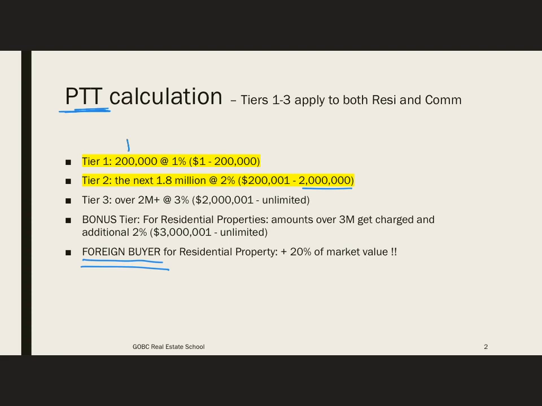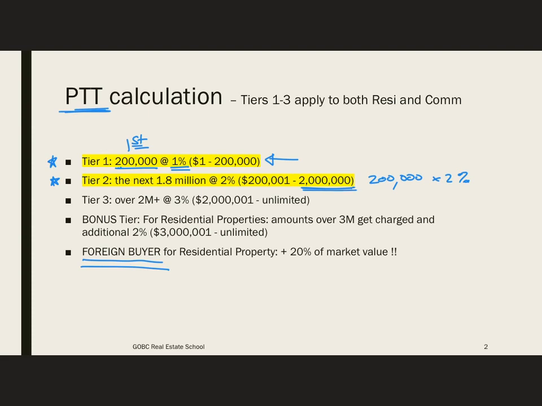For every property purchase, the first tier is always the first $200,000, and that gets charged a 1% tax rate. So if you had a $200,000 recreational property, you would just pay the 1%. If you had a $400,000 recreational property, that spans both tier 1 and tier 2, so we would charge the 1% on the first $200,000, and then the remaining $200,000 of that $400,000 property would get charged a 2% tax. The first 2 tiers cover all the way up to $2 million.